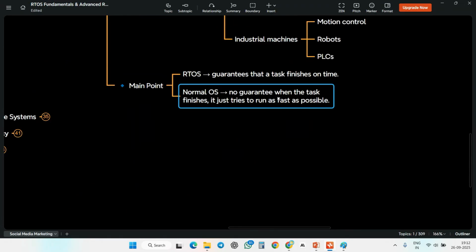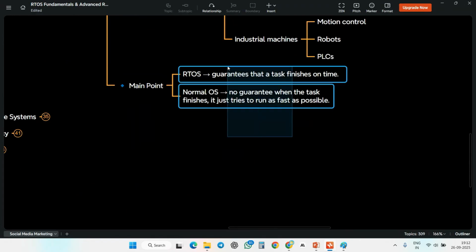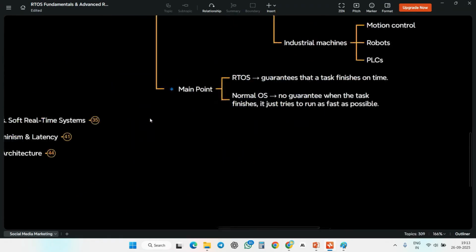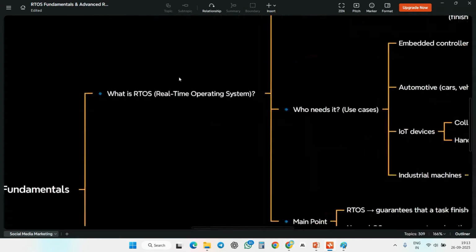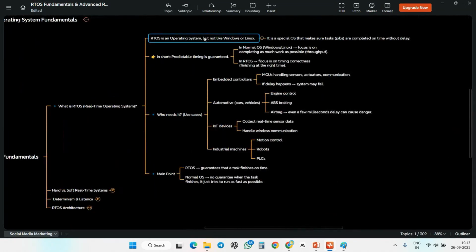But with a normal operating system, we can't predict the guaranteed time, because whenever we dump the task, it will try to complete as fast as possible, but it is only trying to complete it, not giving the guarantee, not giving the assurance. So that is the difference between your normal operating system and your real-time operating system. So this is what a real-time operating system is. It is one of the operating systems, like software only. It helps in communicating with the hardware.